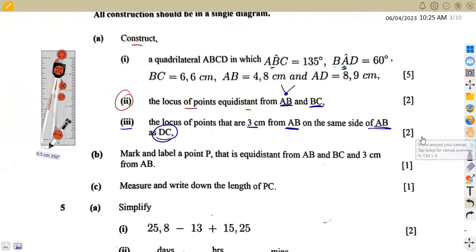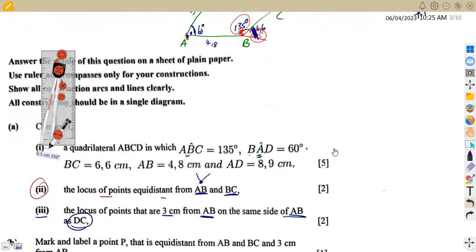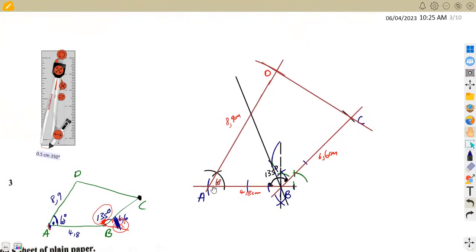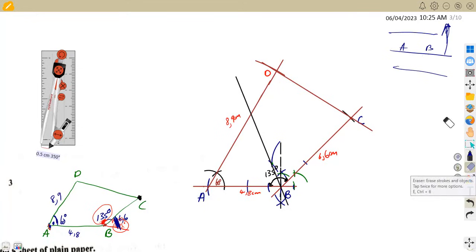So meaning to say, we need 3 centimeters from AB. This is our AB here, but on the same side of AB as DC, which means on this side, on the top part. Remember, if it is just 3 centimeters from AB, we're supposed to have a pair of parallel lines, 3 centimeters on top, 3 centimeters down. But they say it is on the same side of AB as DC, which means we are going to have only 3 centimeters on top, not a pair of parallel lines in this case.